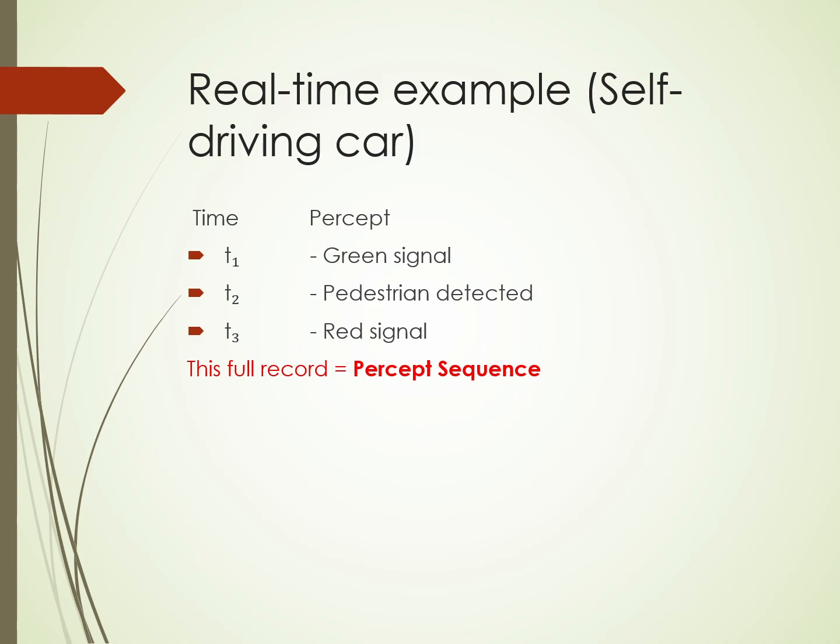For example, for a self-driving car, we have three different percepts in the sequence. T1 is a green signal, T2 is a pedestrian detection, T3 is a red signal. This is called the full record of the percept sequence.